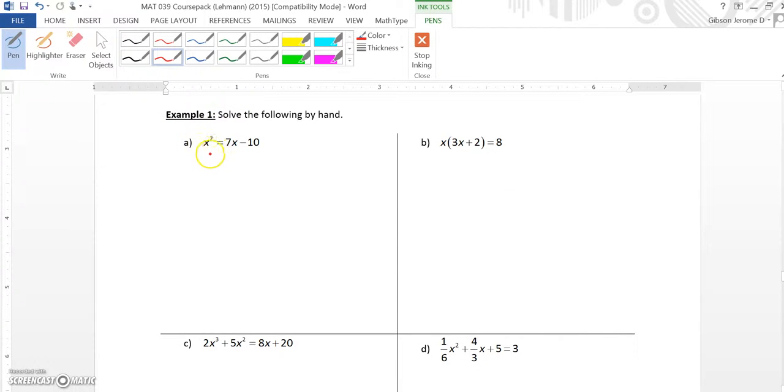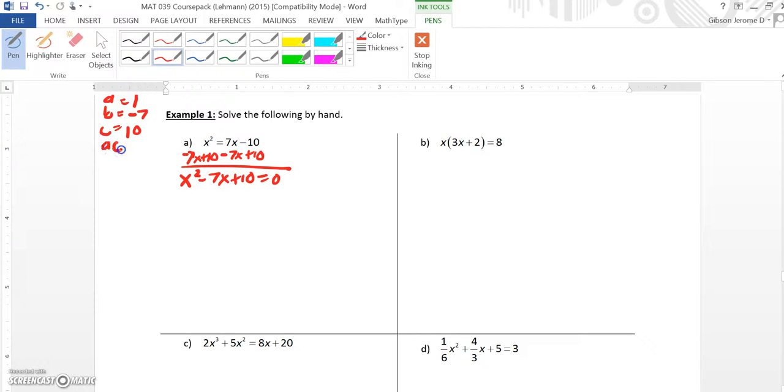The first thing we notice here is that we need to move the 7x minus 10 over here with the positive x squared, because remember, whatever we have squared must be positive. So we will subtract 7x and add 10 to both sides. So we have x squared minus 7x plus 10, and that will equal 0. Now we need to list our a, b, and c. Our a here would be 1, our b would be negative 7, and our c would be 10.